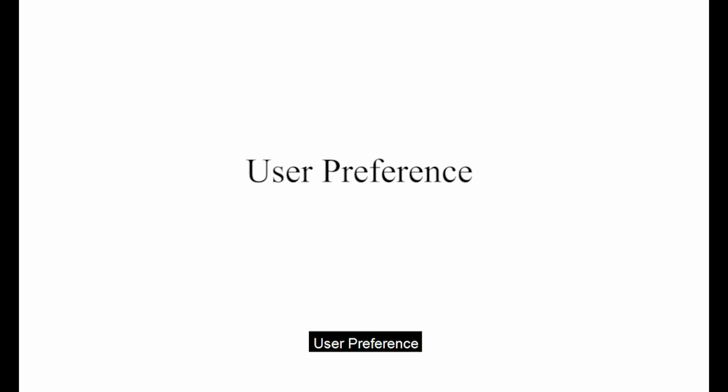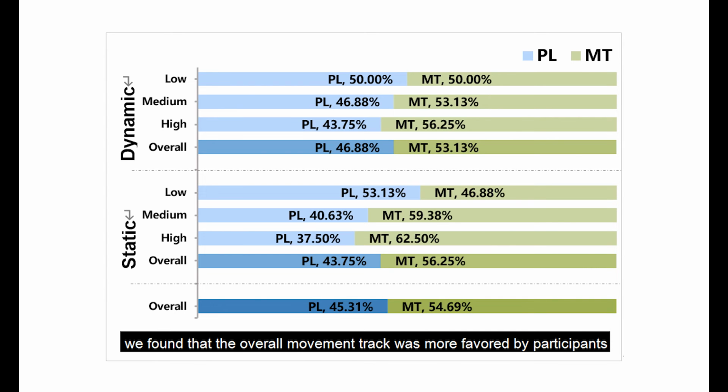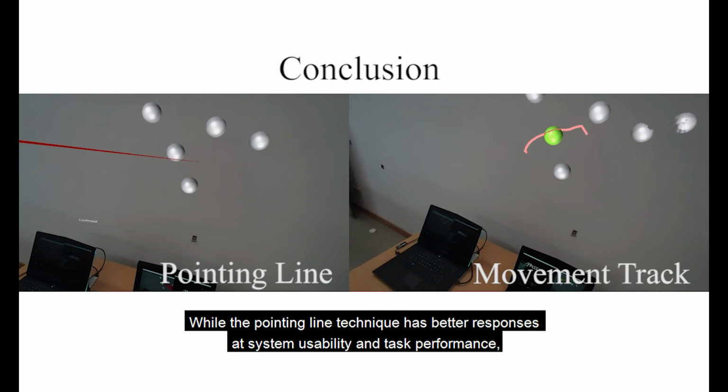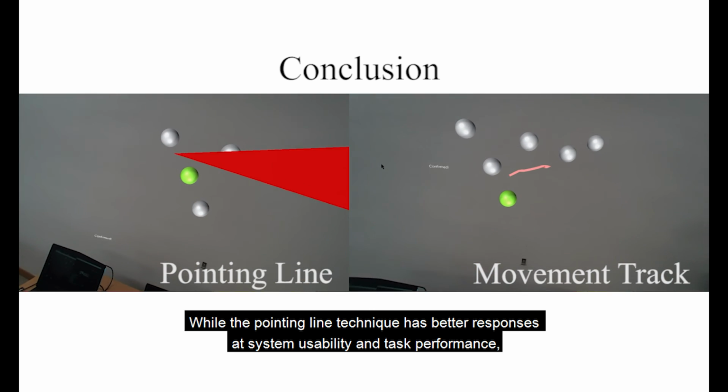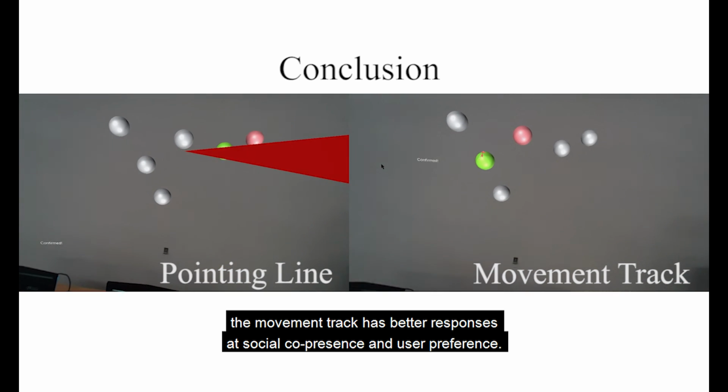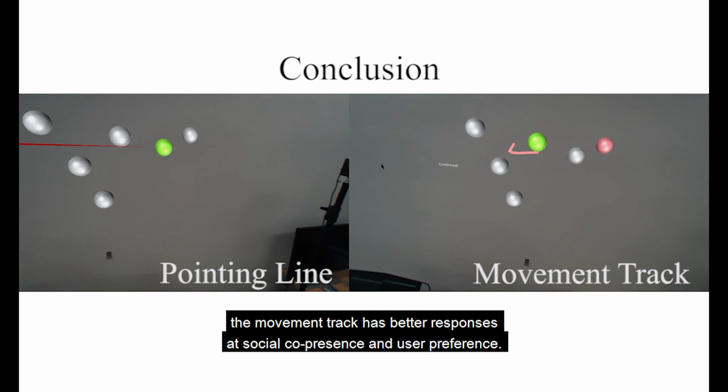User preference. For the user preference, we found that overall the movement track was more favored by participants than the pointing line. In conclusion, while the pointing line technique has better responses at system usability and task performance, the movement track has better responses at social co-presence and user preference.